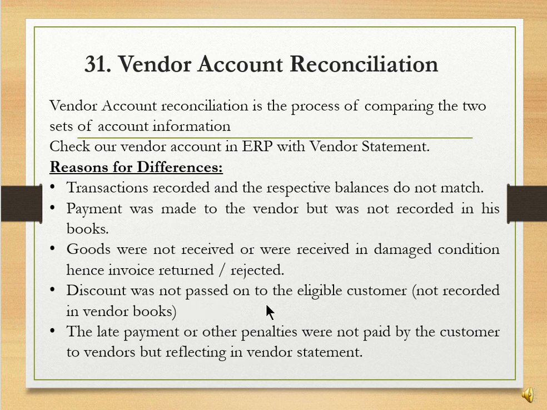Discount was not passed on to the eligible customers, not recorded in vendor books. Late payment or other penalties were not paid by the customer to vendors but are reflecting in the vendor statement. So these are the various scenarios in which there will be a discrepancy between the vendor account in ERP and the vendor statement.